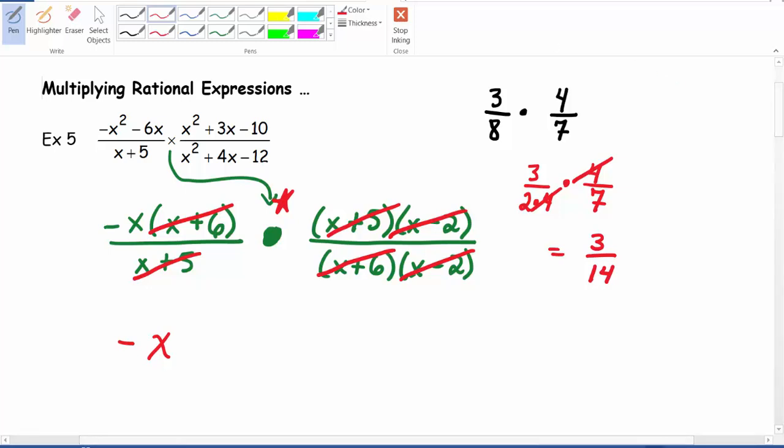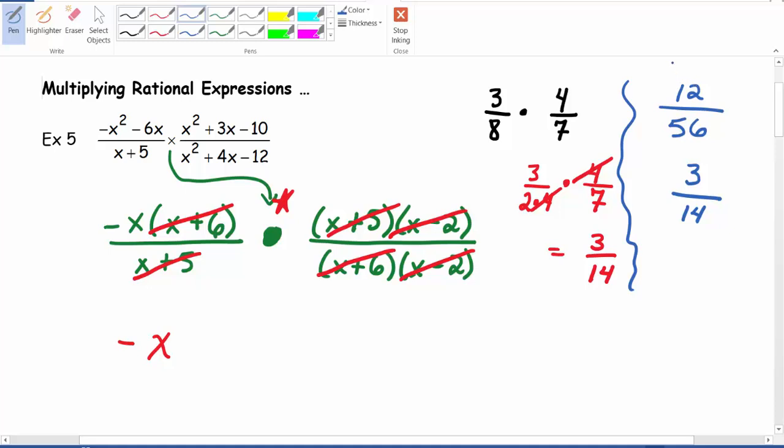Another completely different route would be just multiplying these two tops together. So 3 times 4, we end up with 12. On the bottom, we have 8 times 7, which is 56. Now we can divide both the top and the bottom by 4. They're both evenly divisible by 4. When we divide the top by 4, we end up with 3. And when we divide the bottom by 4, we end up with 14.